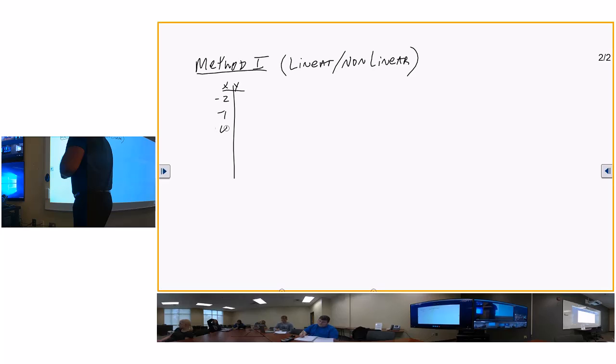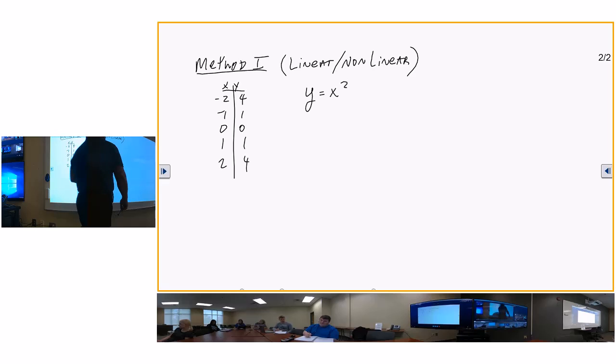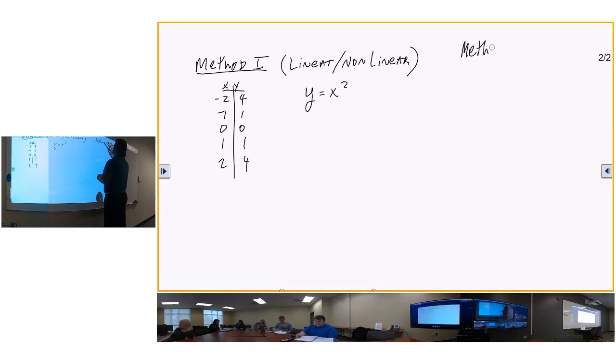-2, -1, 0, 1, and 2. Y is equal to x squared, and you get 4, 1, 0, 1, 4. And that's a parabola, and we talked about that the other day. Method 2 is the intercept method.